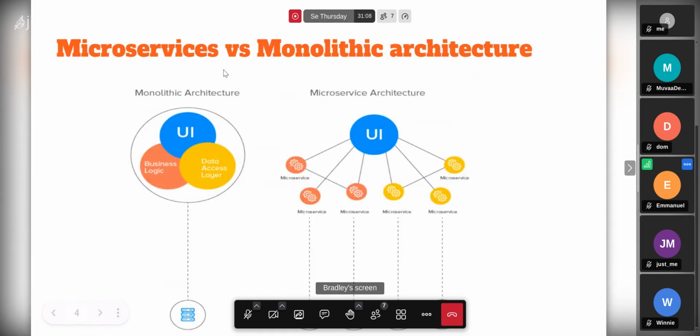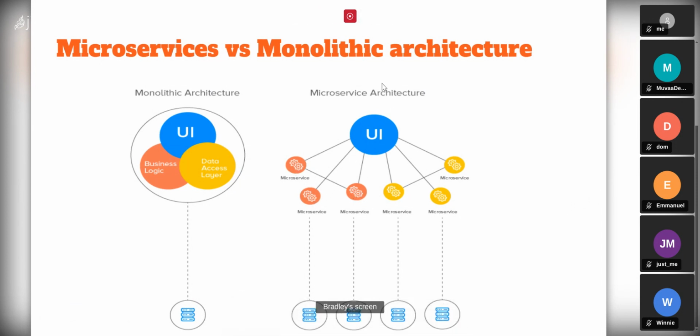So actually, this is just a diagram representation of a monolith architecture that has each and everything bundled up as one, and then it's connected to the database. And you see now there are different microservices here that are actually talking to each other and having one UI.